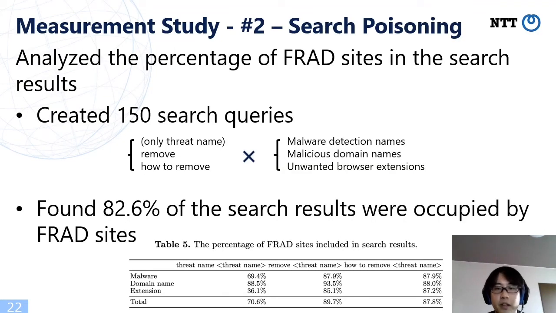In the second measurement, what we tried to do was to measure the percentage of flood sites in search results. When you search for specific names of cyber threats to find the removal information, many flood sites prominently show up in search results. To confirm these poisoned search results, we created 150 search queries and we investigated the top 10 search results for each search query using the Bing Web Search API. We used three types of search queries: only the threat name, remove plus the name of the cyber threat, and how to remove plus the name of the cyber threat.